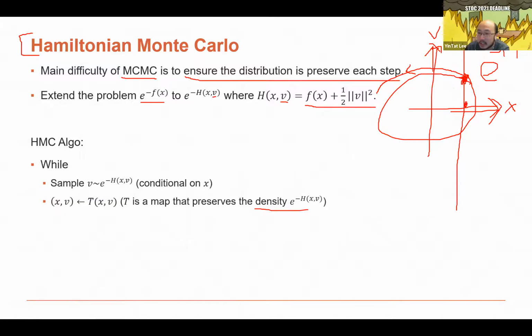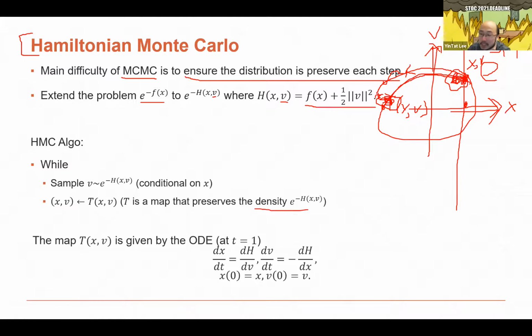In particular, it will do a mapping from XV to TXV. For example, this is XV. Then the new point here is TXV. And what happens is this map will maintain the H value. It will move along the level set. And also it will preserve the volume element. Say you have some picture here, after you move, then you will move to some other. If you apply the map to this element, then you will move to another element with the same volume. So this map preserves the density.